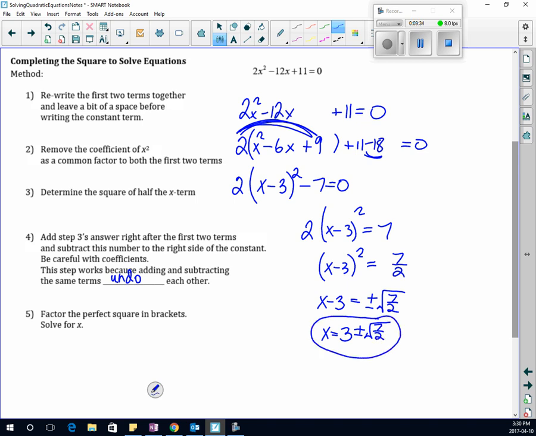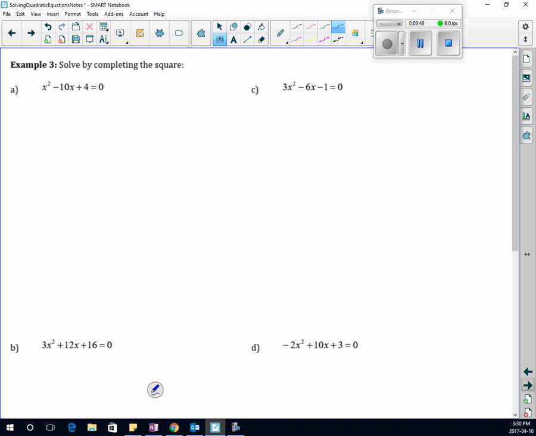And again, I could punch this in and get the decimal equivalent. Sometimes the answers are in exact values. Sometimes they're in decimal equivalents, or approximations, I should say. So you got to see what the question's actually asking. So let's try a few here. Complete this, solve by completing the square.